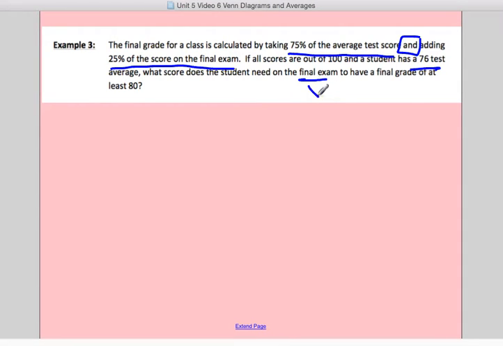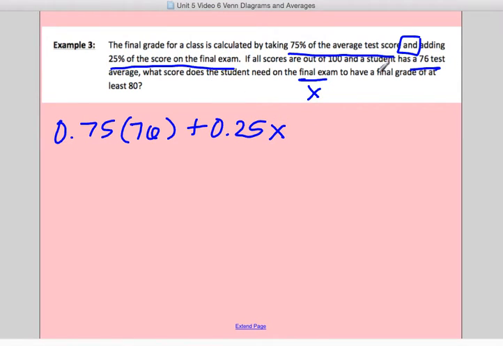So we don't know the score for the final exam, so I'm going to use x. So what we need to do is we take 75% and we write it as a decimal, so 0.75, times the test score average. Our test average is 76. And adding, so plus 25% of the score on the final exam, which we don't know, so x. And it has to be at least 80. Okay, so to be at least 80, that means this has to be greater than or equal to 80 in order to get that 80 in the class.